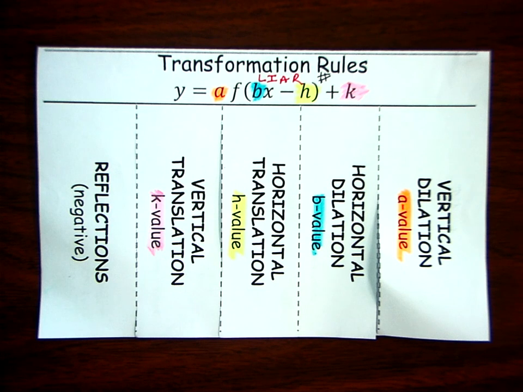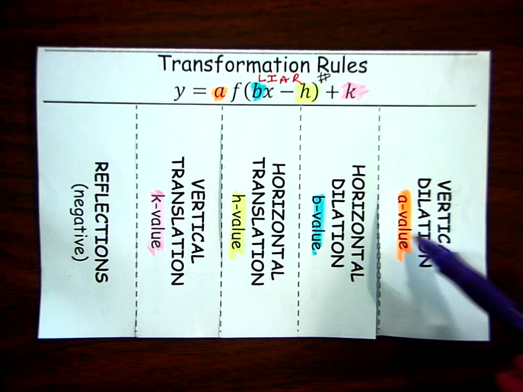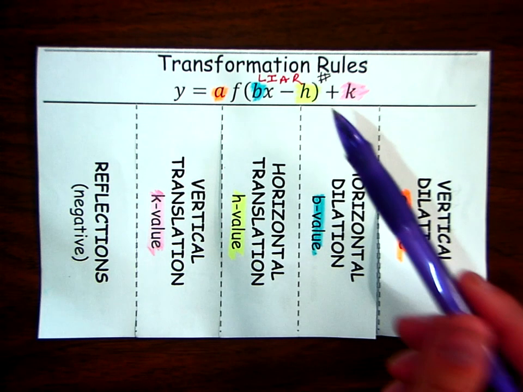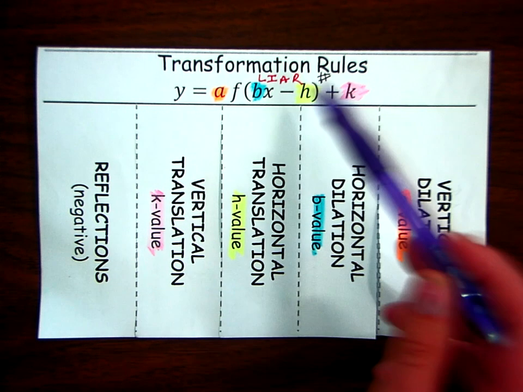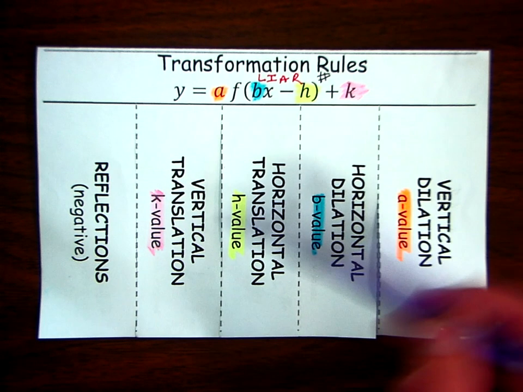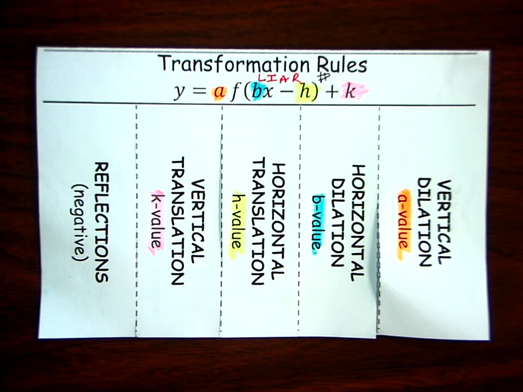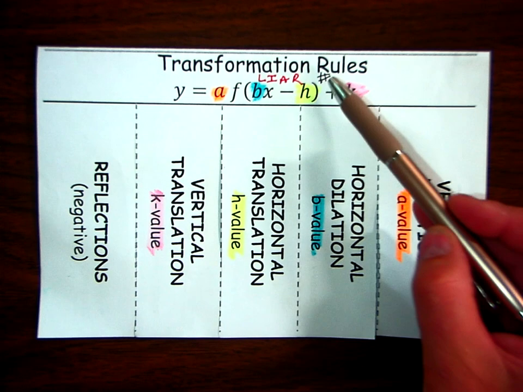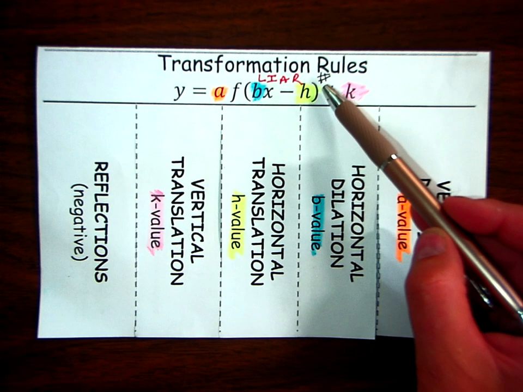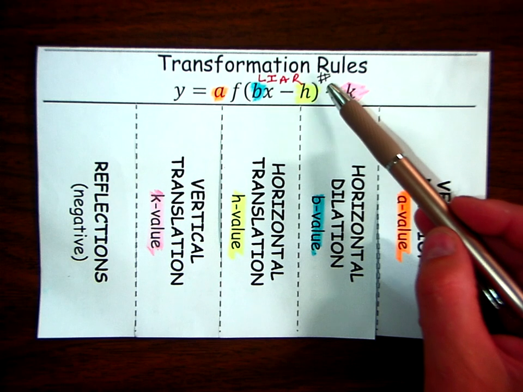All right, notice what I did is A is orange, A is orange. You don't have to use the same colors I do. I just highlighted it. So I said, oh, B is here, B is here, H is here, H is here, K is here, K is here. Also, I added a number sign above the H because this works with any number.